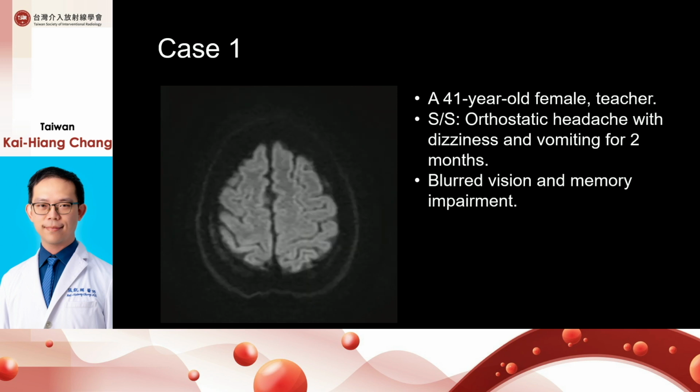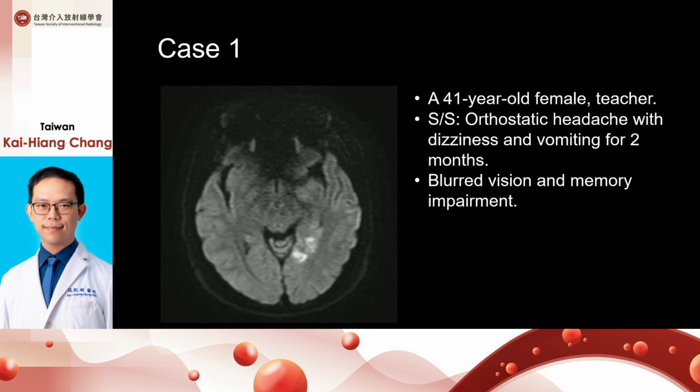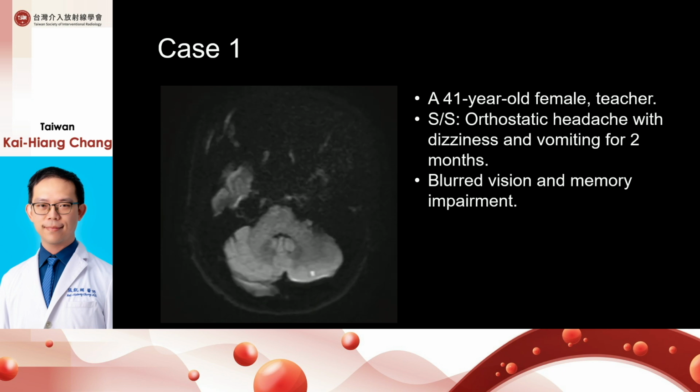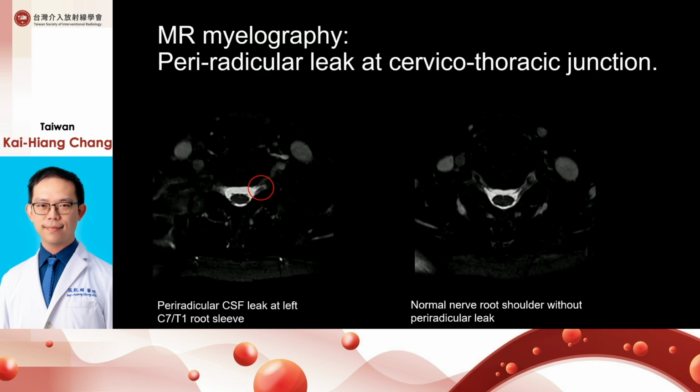And here is the DWI of the brain, which shows a striking posterior circulation ischemic stroke, which is a relatively uncommon and rare complication of SIH. Of course, the MR myelography showed a periradicular leak at the cervicothoracic junction.